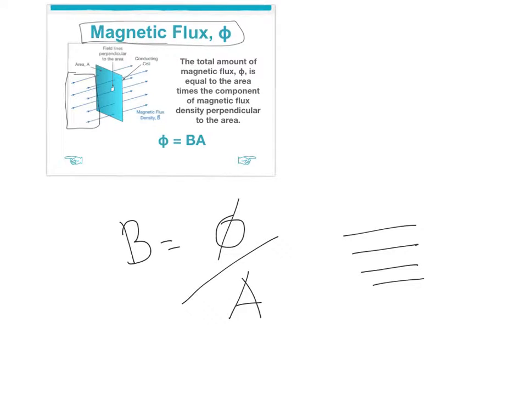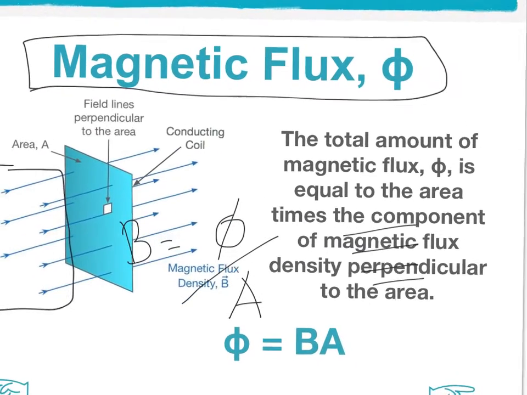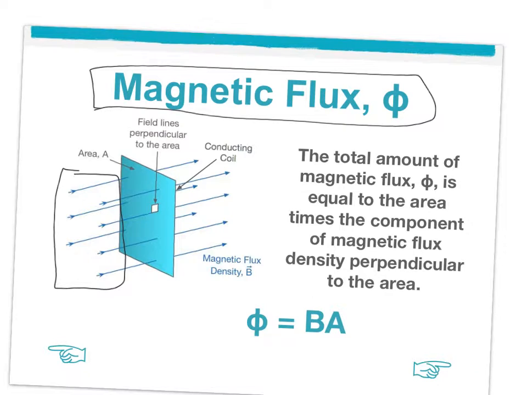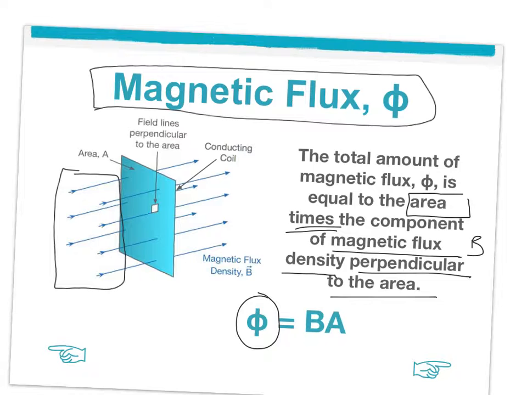So it should make sense to you now why the actual definition of magnetic flux is equal to the area times the component of the magnetic flux density, B, perpendicular to that area. So phi, the magnetic flux, unofficially the amount of field lines in a given area, is equal to the field strength, the flux line density, times the area in question.